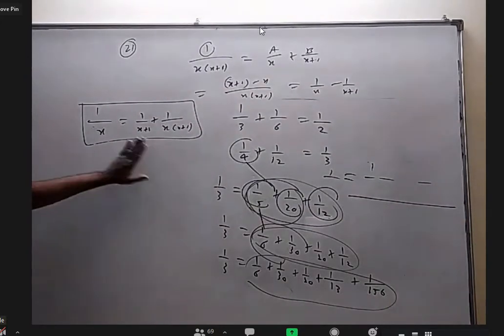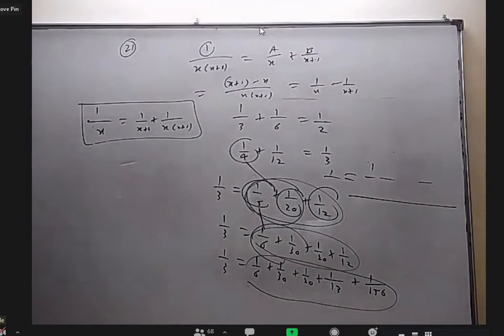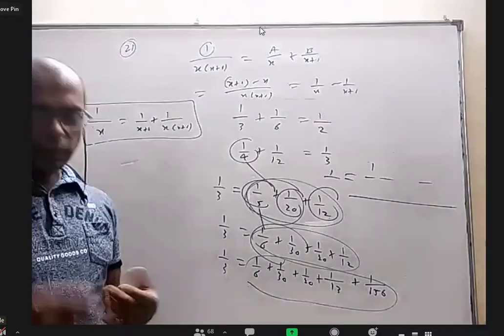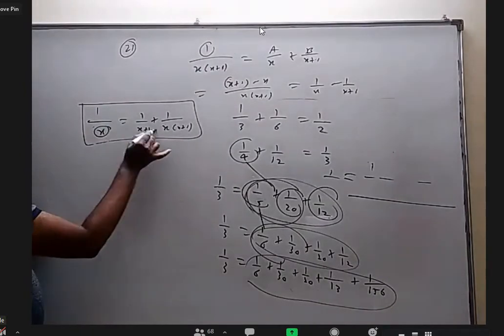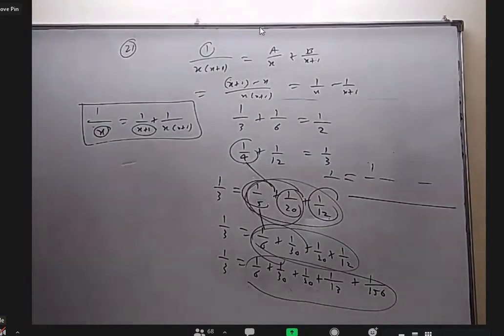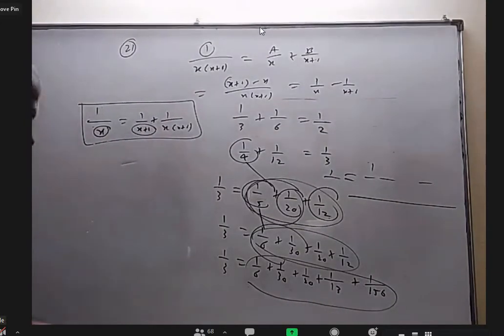But one may ask, is this the only way, or are there some other ways? There may be some other ways, but especially since they said in the question that this and this should not have any common factors, for that this is the only way. There is no other way. We will have to prove that.